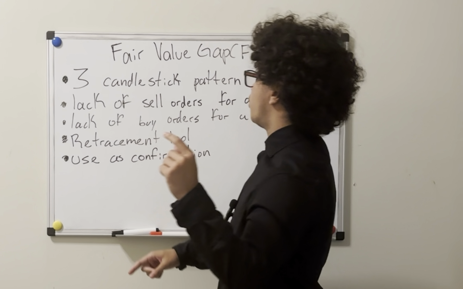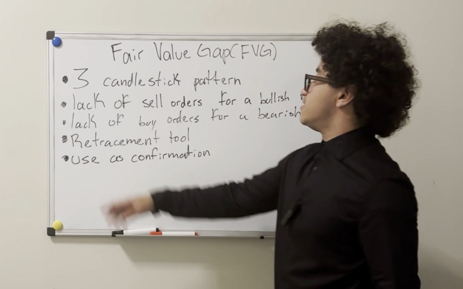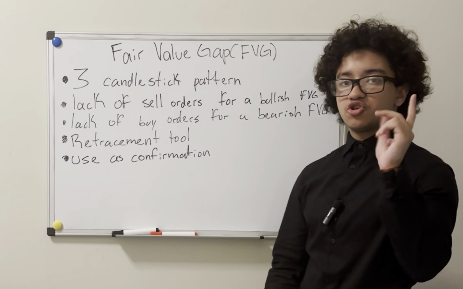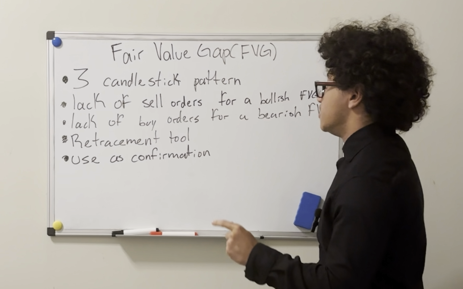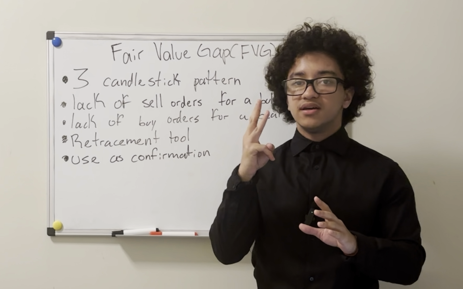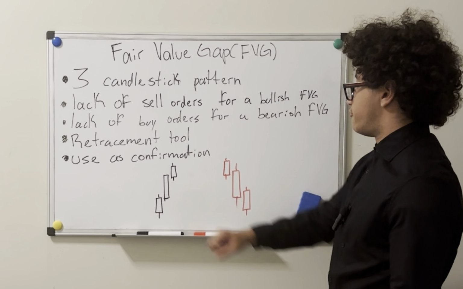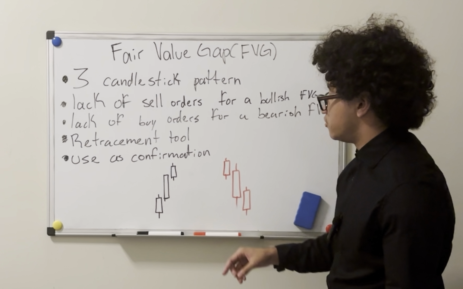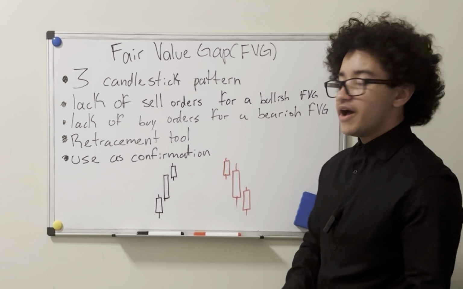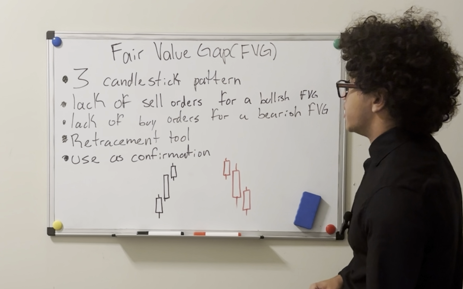So firstly, what is a fair value gap? Simple. It is a 3 candlestick pattern. I'm going to show you that shortly. All you need is to find 3 candlesticks right here. So we have 3 candles. This is a bullish fair value gap and this is a bearish fair value gap.